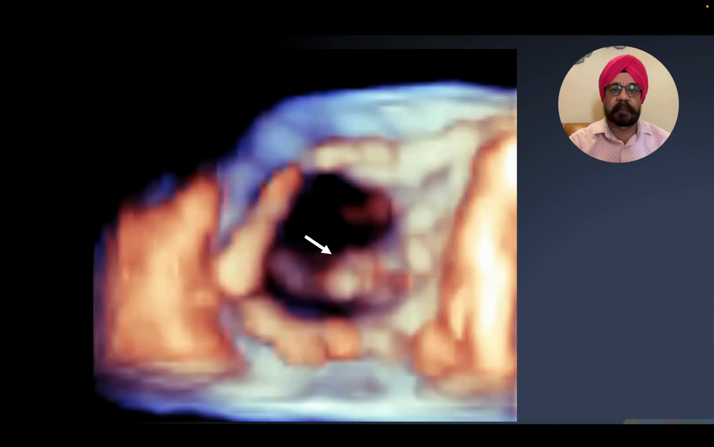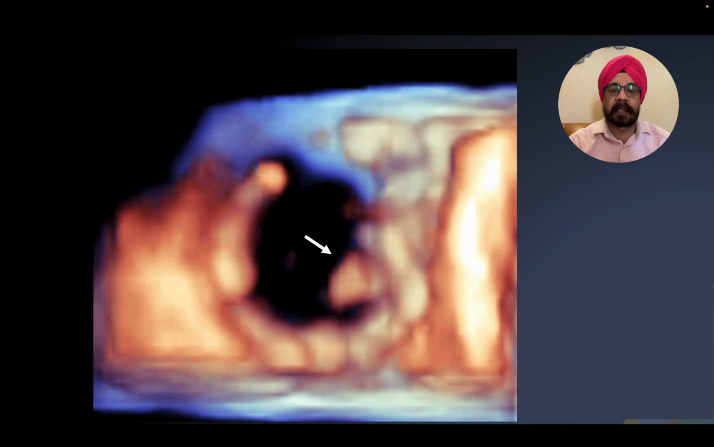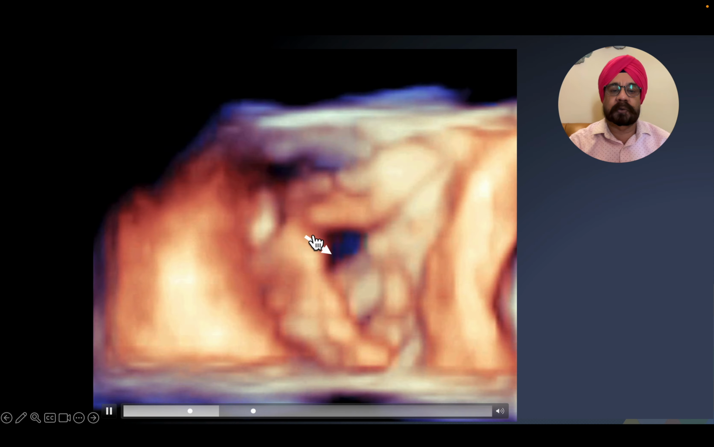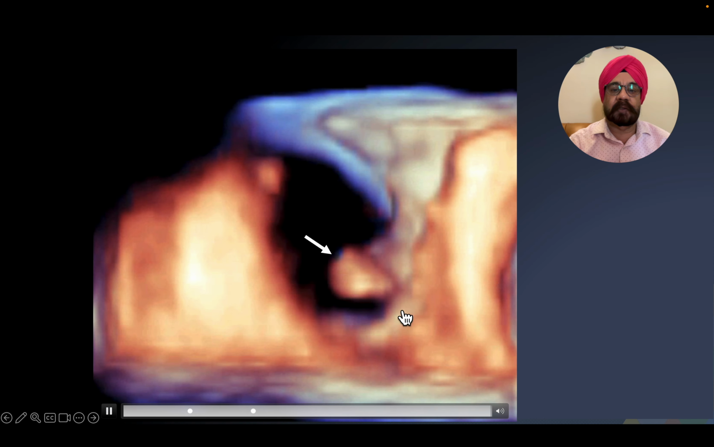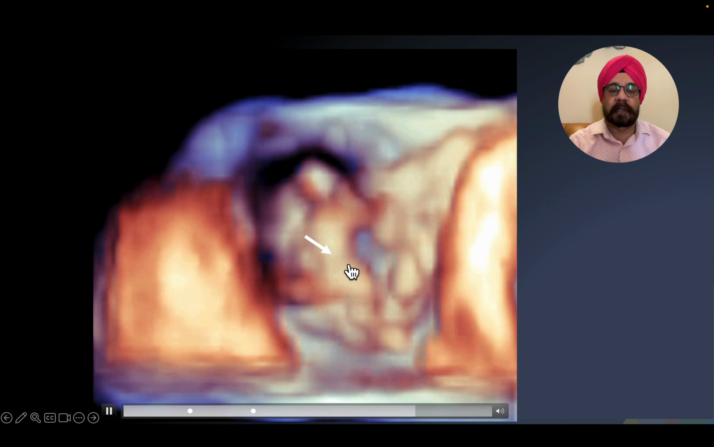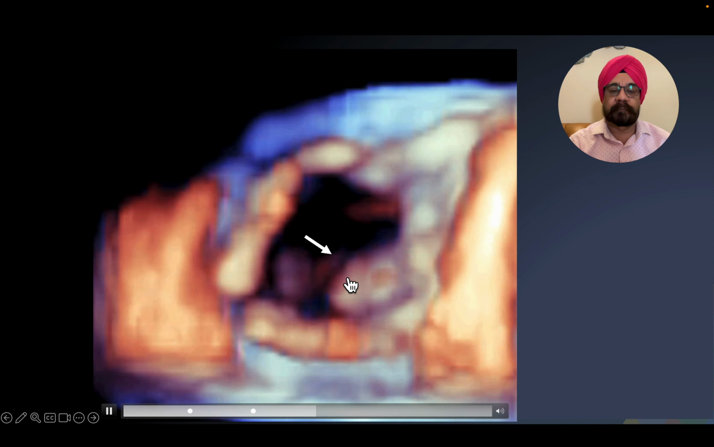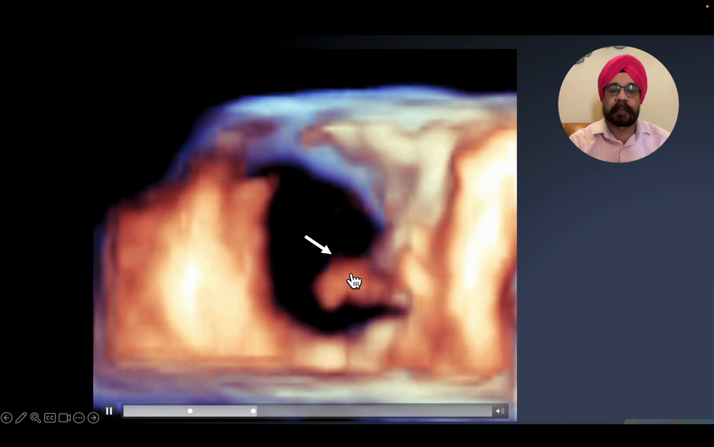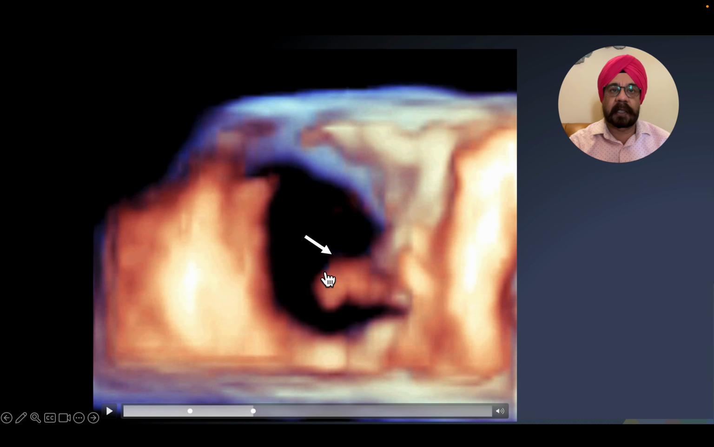So this is the three-dimensional echo which was done from the RV side, and the cut shows that you have this as a tricuspid leaflet. This is the septal leaflet, anterior leaflet, and the posterior leaflet, and you see some structure coming here from the right atrium into the tricuspid orifice. And if I may show you by stopping this video, this is what an aorto right atrial fistula is.